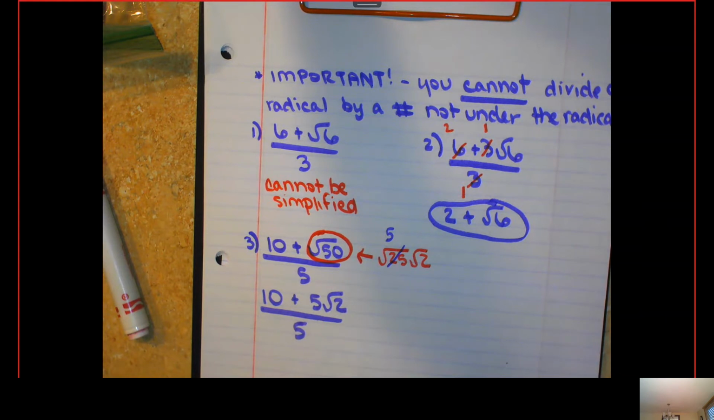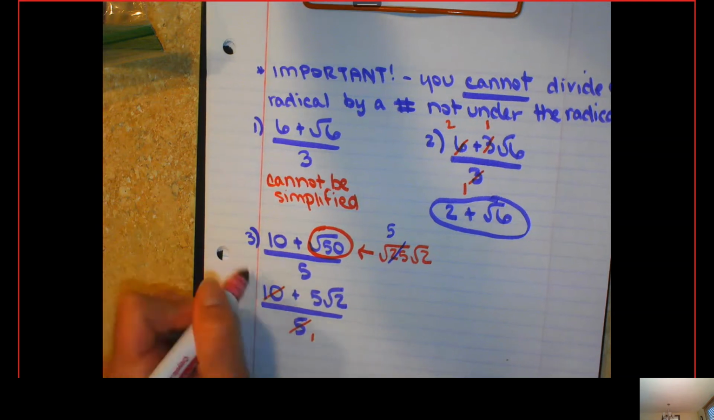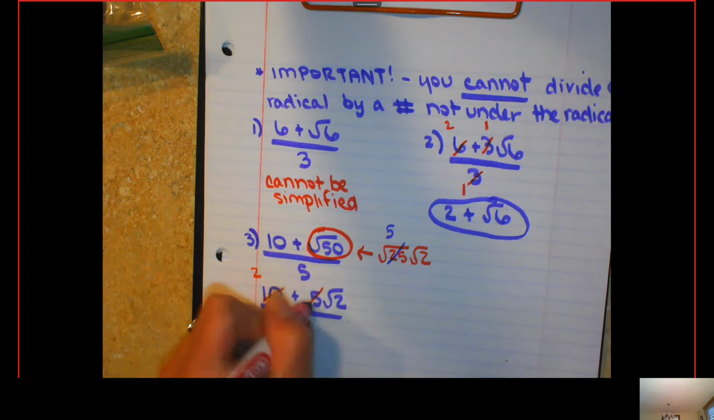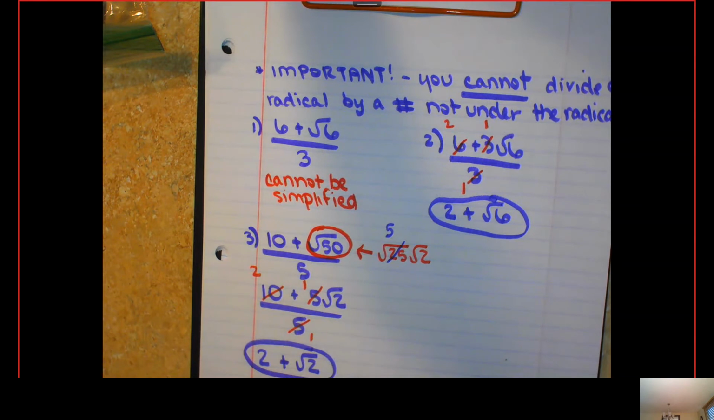Now, if you notice, every term has an outside number, and I can divide them all by 5. So now, 5 divided by 5 is 1. 10 divided by 5 is 2. 5 divided by 5 is 1. So now I'm ready for my answer. So I can bring down the 2. I have a plus sign. I'm left with 1 radical 2, but I don't need the 1, so it's just radical 2. I have a 1 in the denominator, and I don't need that, so there's my simplified answer.